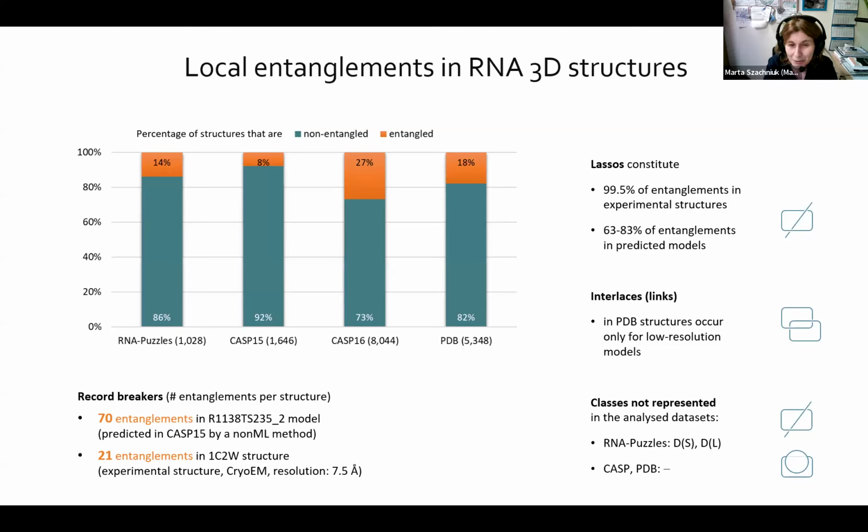We tried to find out whether there are any classes or theoretical classes of entanglements that cannot be found in the structures either predicted or experimental. So we scanned these structures in a subset also for the types of entanglements for the presence, and we found that in the CASP predictions and in protein data bank experimental structures, any type of entanglements can be found.